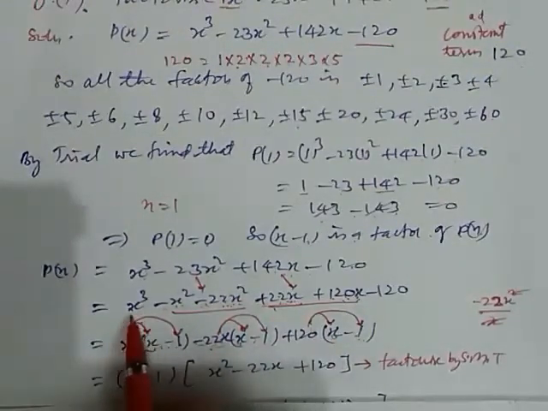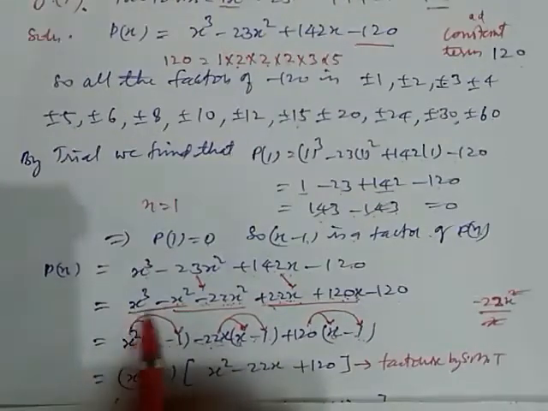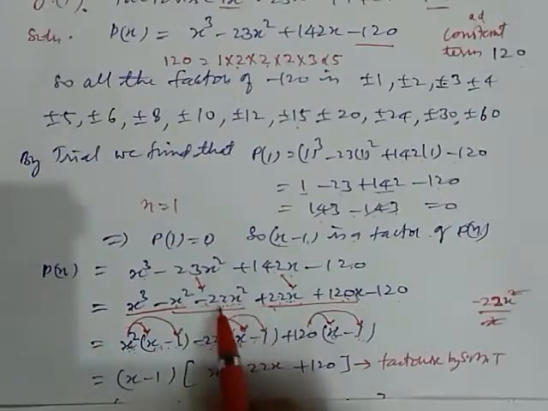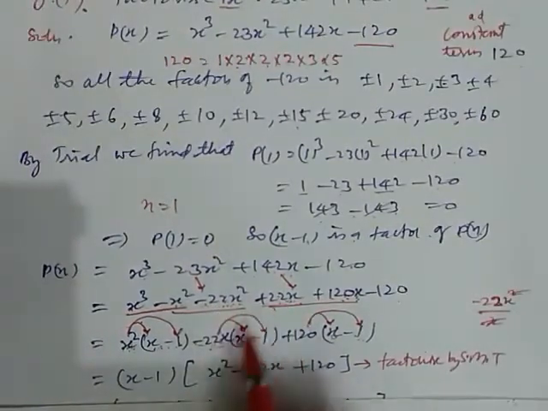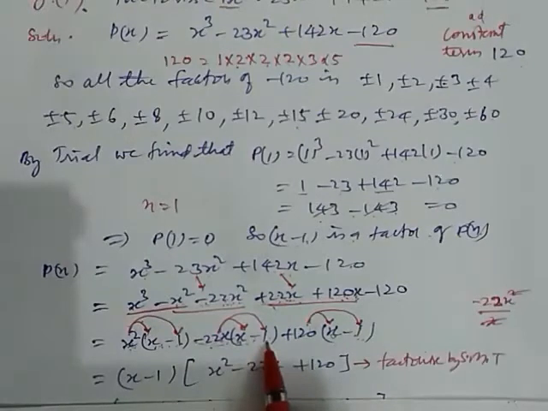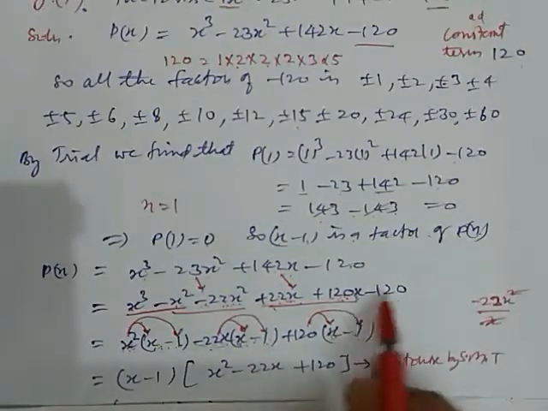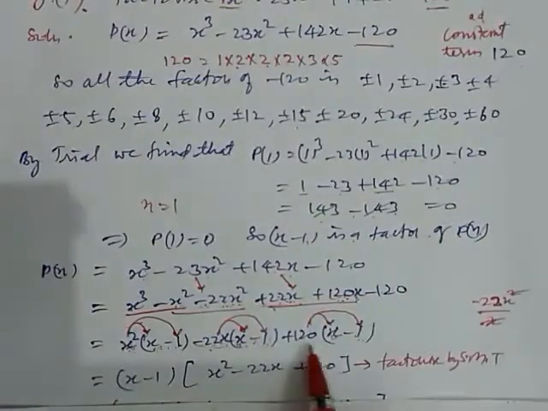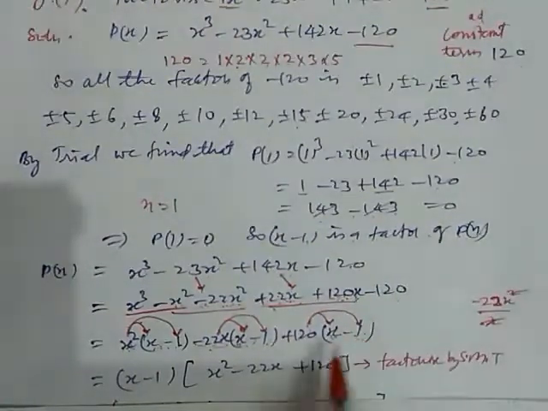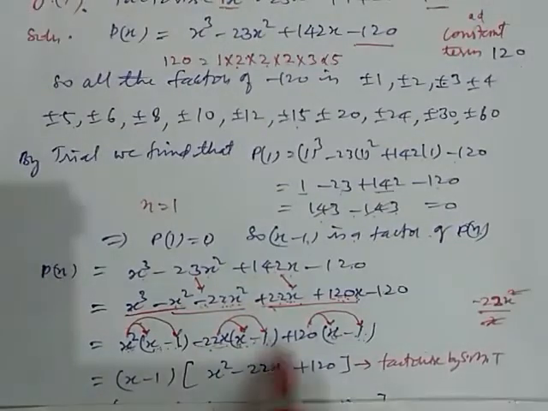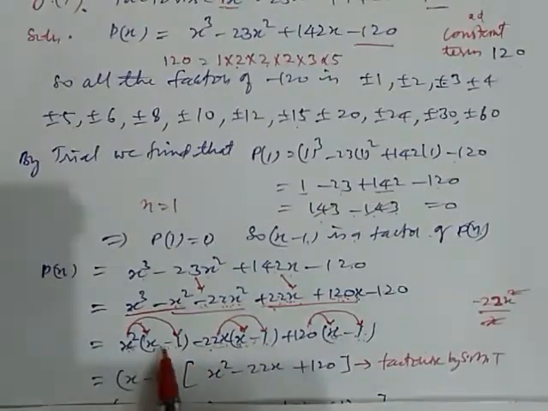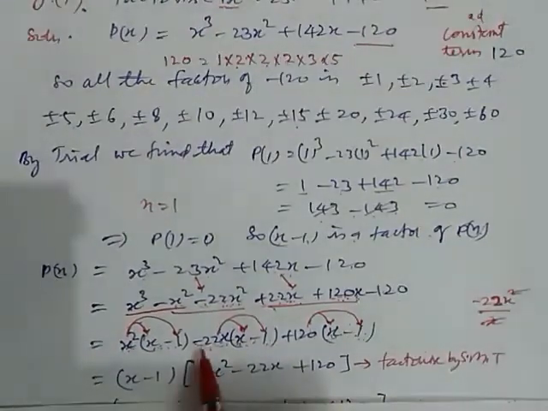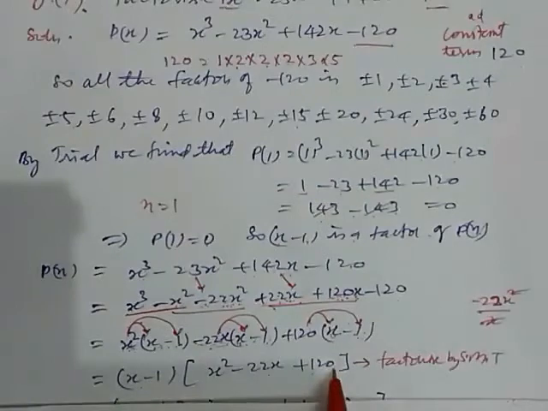How? When we take x square common in these 2 terms, we get x square into x minus 1. When we take 22x common in these 2 terms, we get x minus 1 also, and when we take 120 common in these 2 terms, we get 120 into x minus 1. Okay, so in this way we take x minus 1 common. So x minus 1 here. What is left? X square here, minus 22x here, plus 120 here.